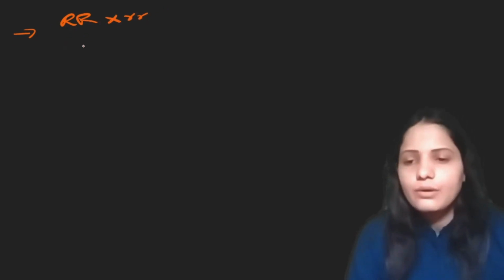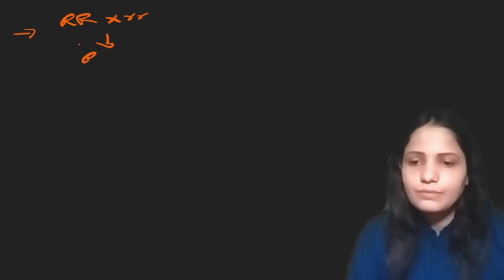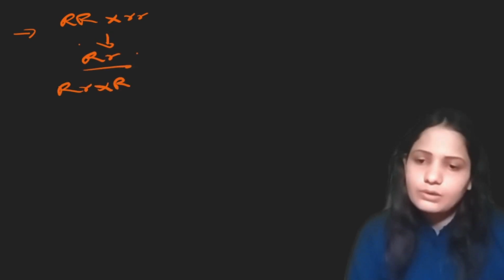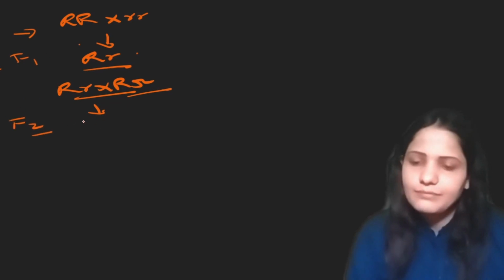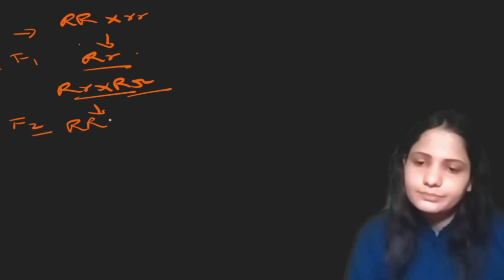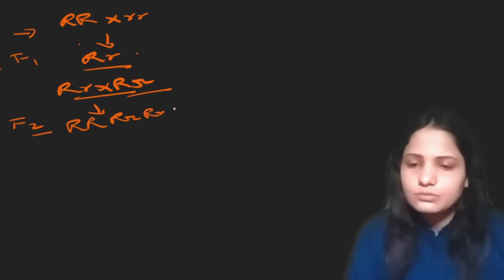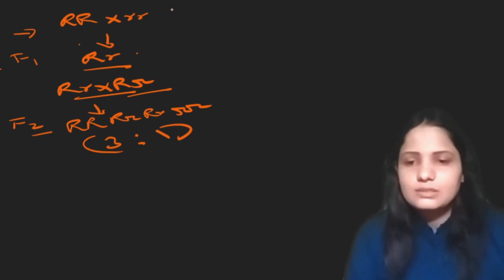Let's say we cross R and small r, what will we get? We will get this in the first generation, and on self pollination of this F1 generation, we will get the F2 generation. In the F2 generation, we will have capital R capital R, capital R small r, small r small r. This is the ratio of 3 is to 1. This is the ratio for the first trait. Now we have the second trait, seed shape.